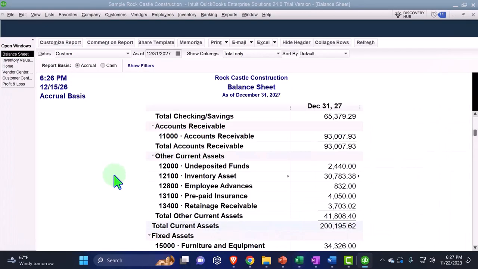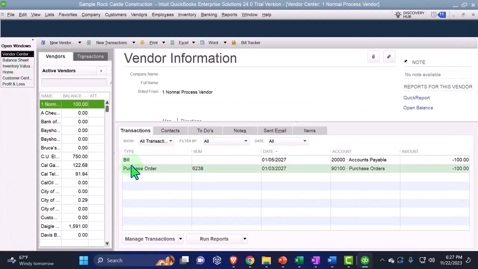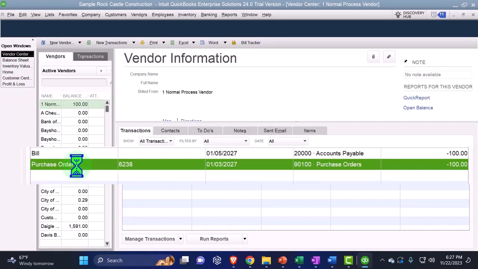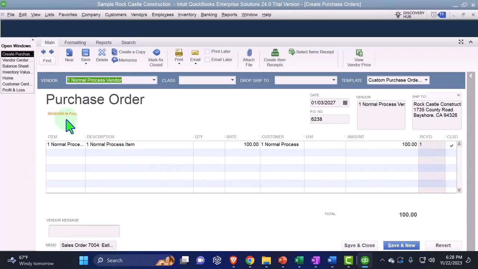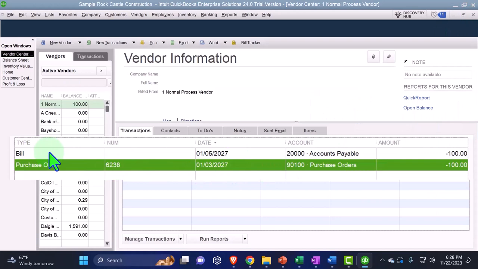And then if I go back over here and track it from my vendor center, now we have the purchase order. If I go into the purchase order, it has now been received. We've received the purchase order, and then we have our bill. And of course, we now need to pay the bill at some point.